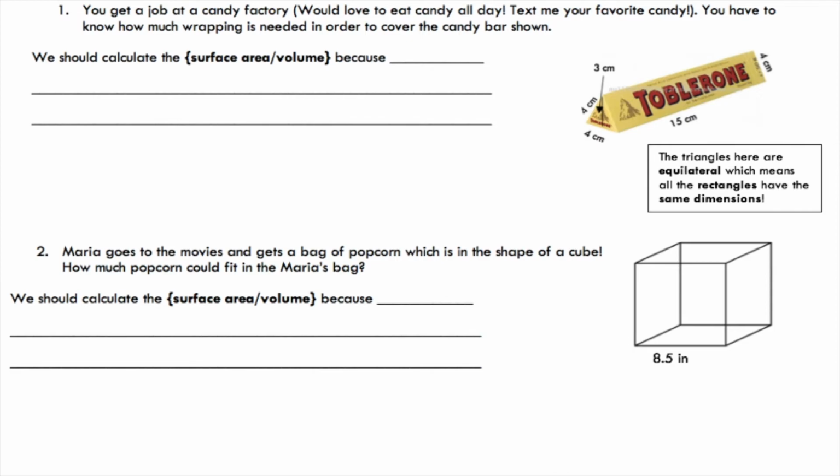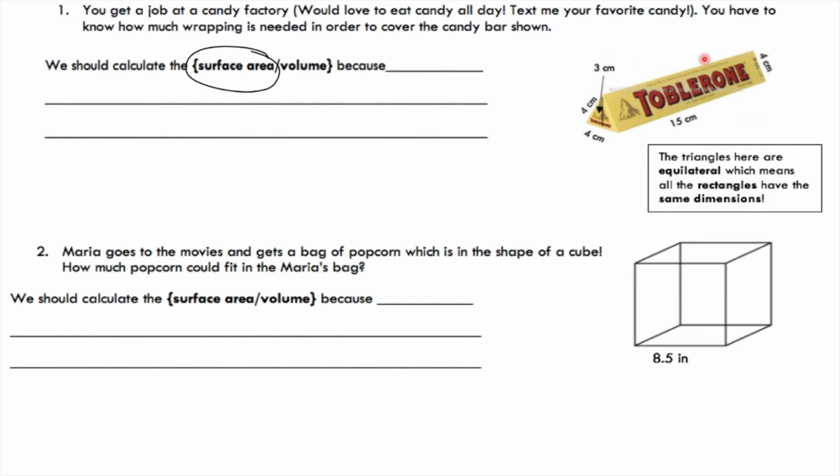You have to know how much wrapping is needed in order to cover the candy bar below. So here is my candy bar. And I want to know how much is going to need to cover the candy bar shown. So using a keyword in there, I'm going to tell you that this is surface area. So we need to calculate the surface area of this candy bar. I want you to take a couple seconds to explain why we want to calculate the surface area. There's a keyword in here we used on prior notes, so that should help you. Pausing the video until you have a full answer, then we're going to move on to question 2.